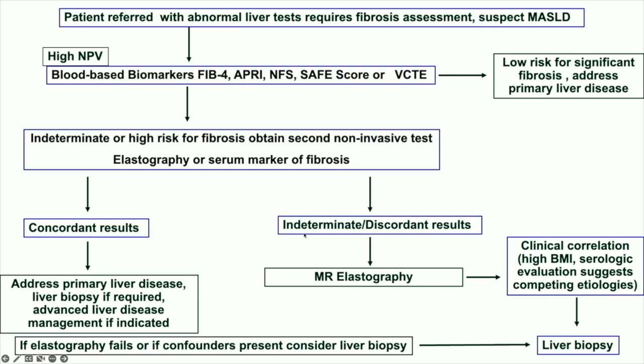If you're still indeterminate, your serum test says one thing, elastography says another, I like an MR elastography as the tiebreaker, and you correlate this with your high BMI serologic evaluation. You may come to liver biopsy, you may be satisfied that the MR gives you the answer. And again, if elastography fails, you need to go to a liver biopsy.